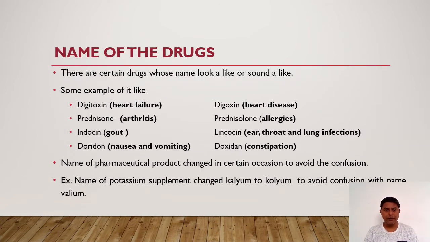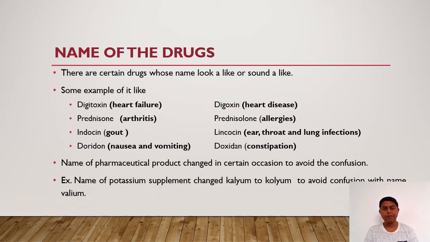The second error in prescription is about name of the drugs. There are certain drugs whose names look alike or sound alike. Examples are digitoxin, which is used for heart failure, digoxin, which is used for heart diseases, prednisone, which is used in arthritis, prednisolone, which is used in allergies, indocin, which is used in gout, whereas lincocin is used in infections. Domperidone, used for nausea and vomiting, whereas doxidan is used in constipation.